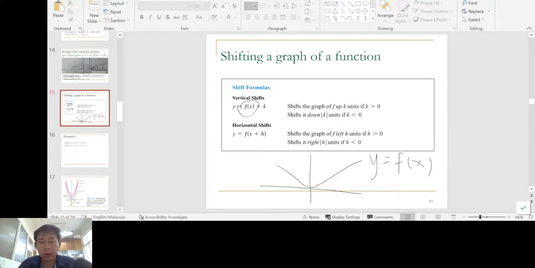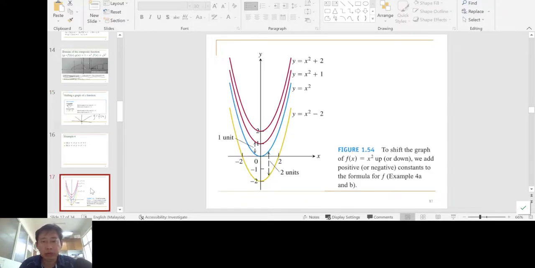So say you have a function that looks like y equals x squared. This is the original function of y equals x squared. You can shift it up by 1 unit, then you obtain this line. This is the line of a function that is shifted from y equals x squared, which is the blue color line, by 1 unit up, and shift it down by 2 units, then you obtain a new graph.